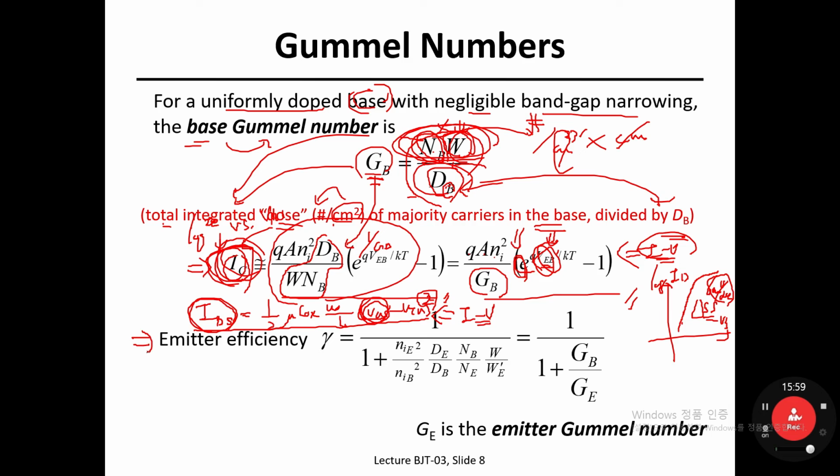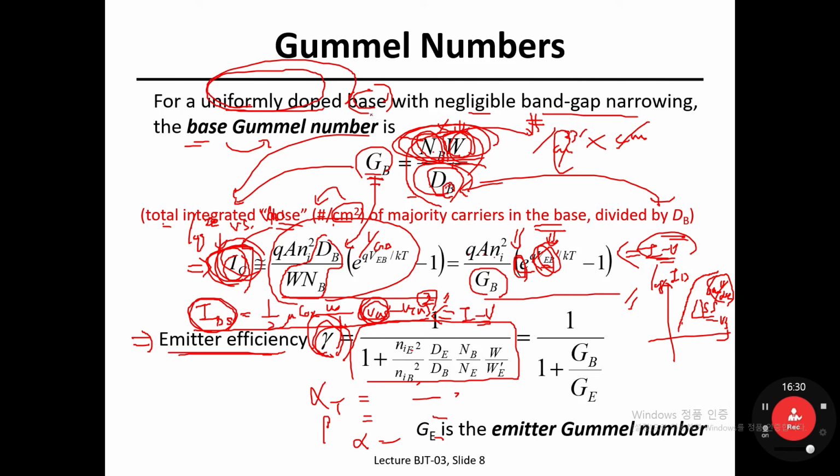All right. Now let's redefine the emitter efficiency gamma with Gummel numbers. Previously, when we derived the emitter efficiency and alpha sub T, beta, and alpha, those equations looked very complicated. Even the equation for emitter efficiency was given like this, with very many terms, so it's tough. But if the base region is uniformly doped and there is no band-gap narrowing issue, then these two values would be identical, so they would cancel out.